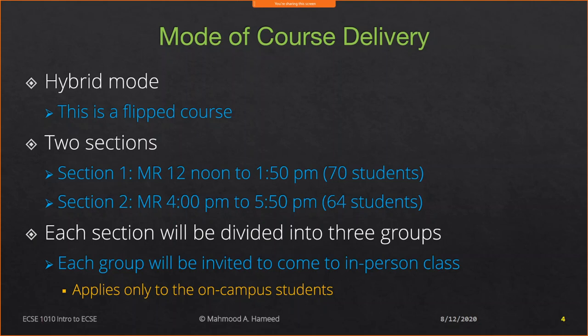But I will inform you about which group you belong to and which particular class day you can come to class. So essentially, I'm going to pick up the roster. 70 students divided by 3, and then 64 students divided by 3, and then I will meet the first group of section 1 and first group of section 2 on the first day of class. Then I will meet them again on the fourth day of class. So they will be working either at home or in your dorm room for the class days that you're not physically present in class.